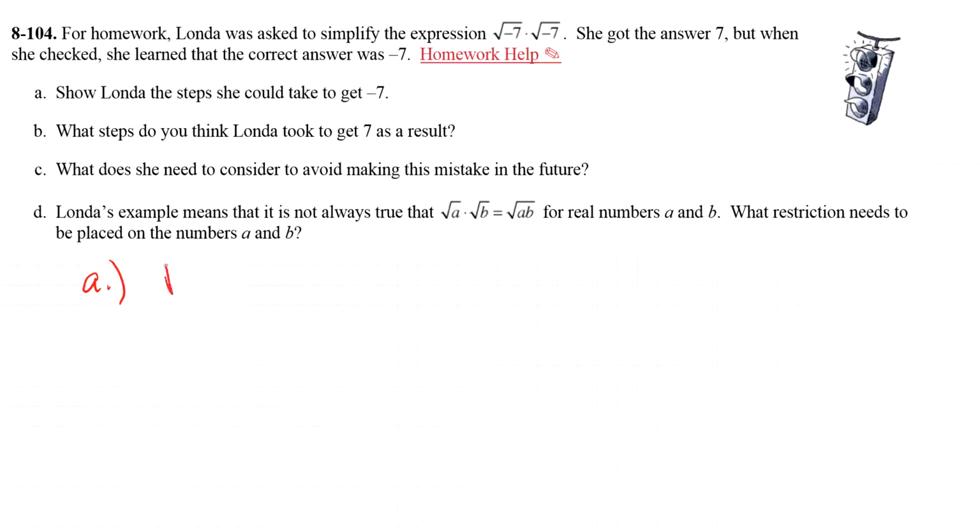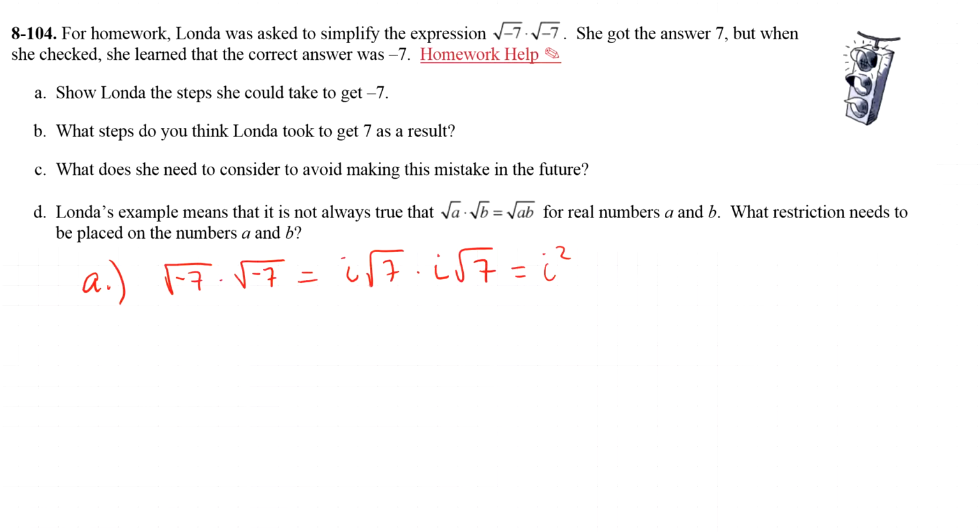So if you have the square root of -7 times the square root of -7, what you want to do first is convert this to an imaginary number. So i times the square root of 7 times i times the square root of 7, because that's what this is really. And then when you take i times i, you get i squared.